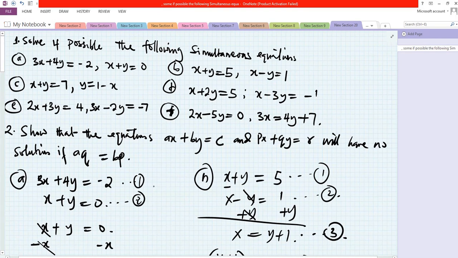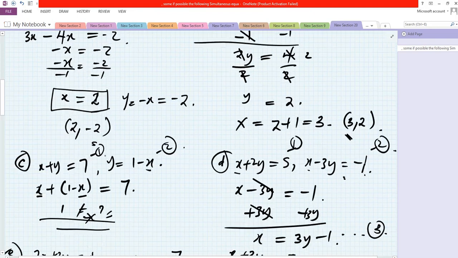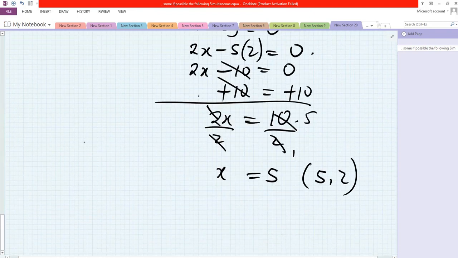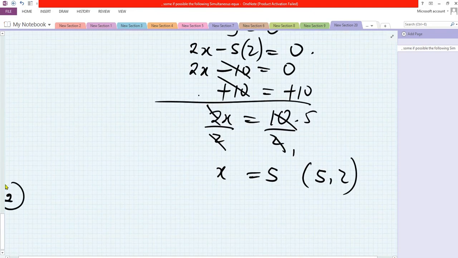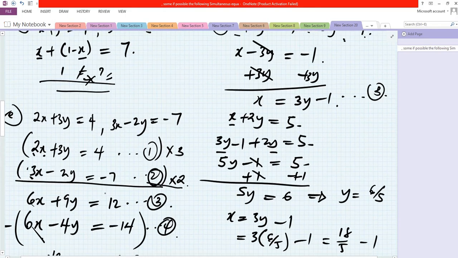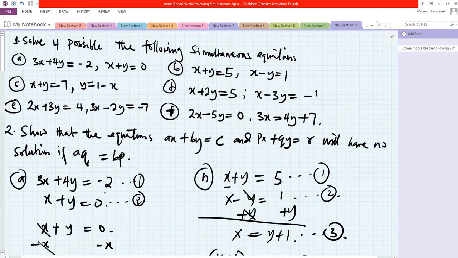Equation 2: Show that the equations ax plus by equal to c and px plus qy equal to r have no solution if a times q is equal to b times p. So now for equation 2, you have ax plus by equal to what? Equal to c.